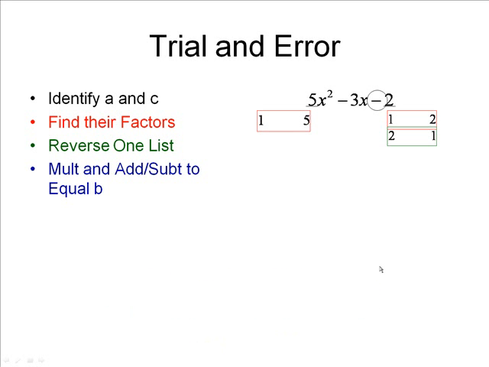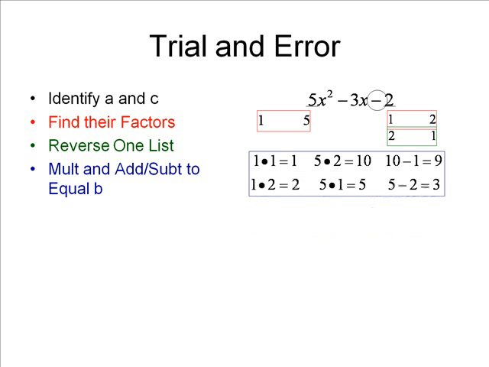Then we need to multiply and add or subtract to equal b. And notice I circled the minus sign in front of the 2, in front of the c. That is the sign that tells you whether or not you want to add or subtract your products. So we try our first combination, the red to red. That's 1 times 1 and 5 times 2. That gives us 1 and 10. 10 minus 1 is 9. That does not work. We're trying to equal b, which is 3.